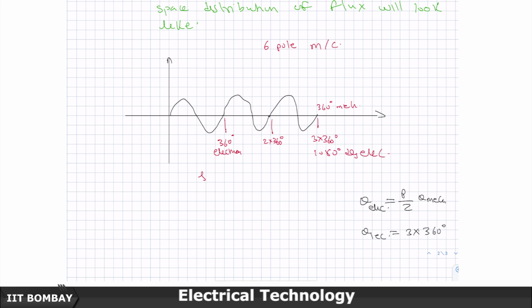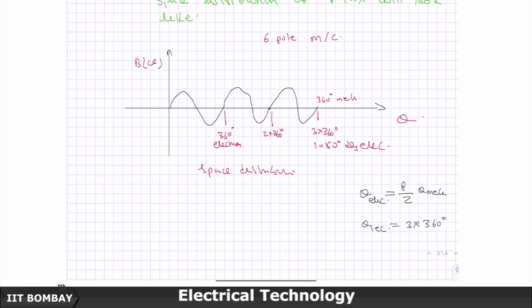So, the space distribution of B theta versus theta will look like this. I will cover 3 cycles. So, that is why if I want to generate a 50 hertz waveform, then I should rotate it at 1/3 of the speed of 3000 rpm, or in other words I should rotate it at 1000 rpm.